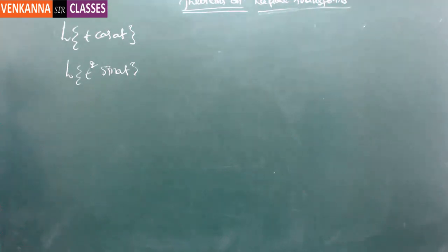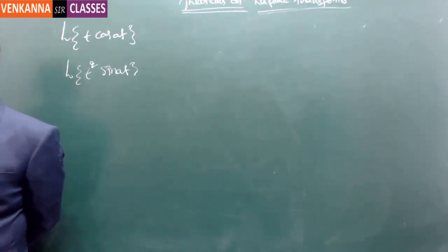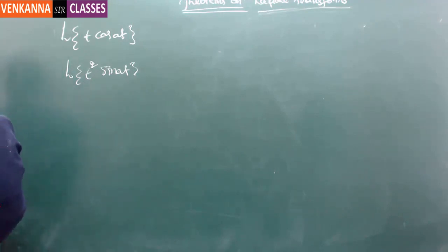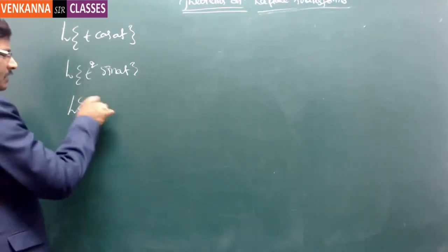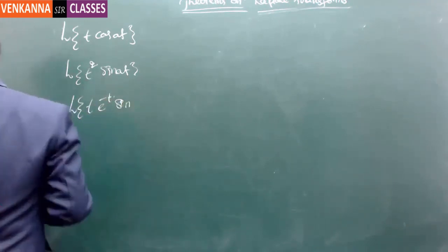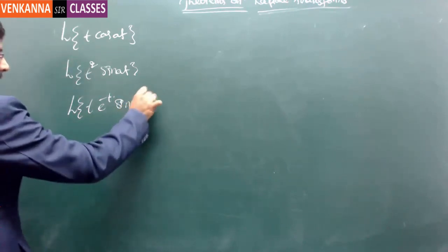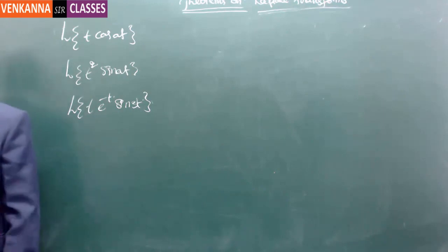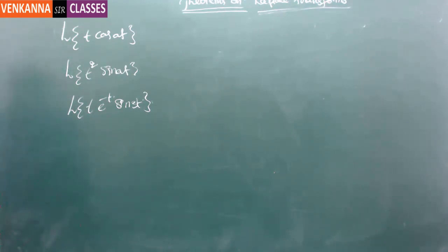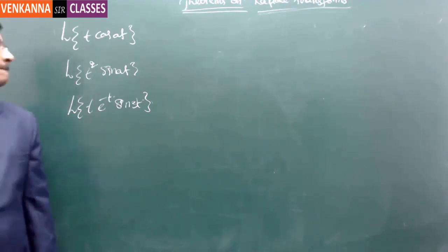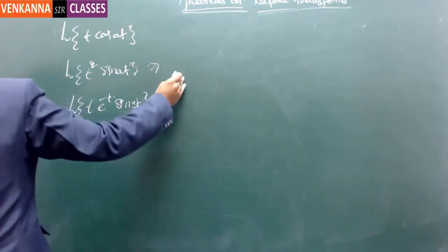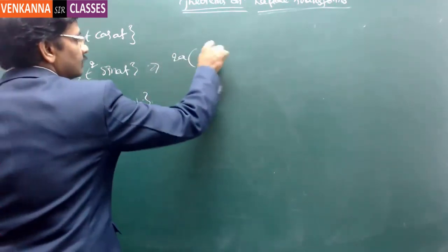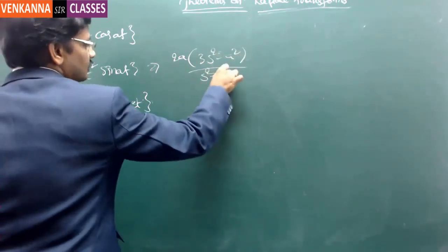This is one of the easiest topics, but most people might have already studied it in engineering also. What is the Laplace transform of t into e power minus t into sin 3t? What is the Laplace transform of it? This answer is 2a into (3s square minus a square) divided by (s square plus a square) whole cube. This is the answer.